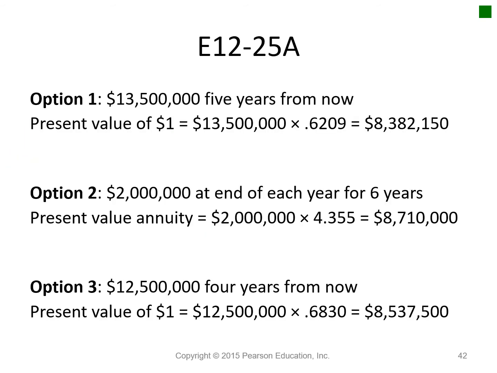So option number 1, notice once you go to this $1 table, you find your table factor. That's worth today $8,382,000. Option 2 is an annuity.